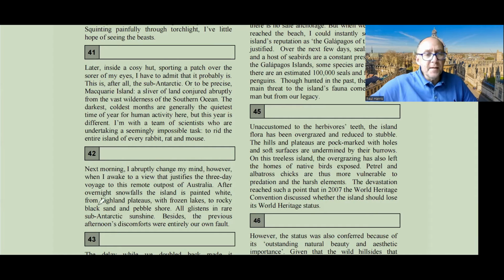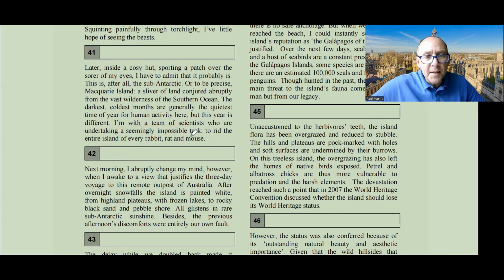All glistens in rare sub-Antarctic sunshine. Okay, so we've got this question here that it's normally at this sort of time of year, which is winter, a very quiet place. But this year is different.